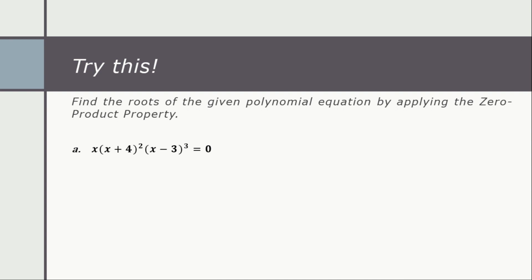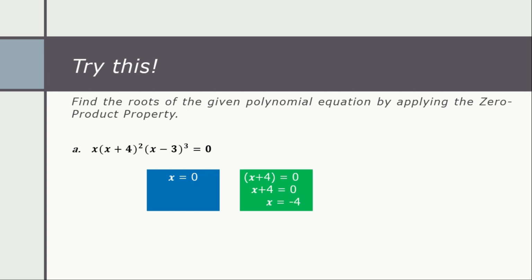Applying the zero product property will lead us to equate the given polynomial equation to 0. The first one is x. Equating it to 0 will give us x equals 0. Then the next one is x plus 4 raised to 2. Meaning to say, we have a root of multiplicity 2. x plus 4 equated to 0 will give us x plus 4 equals 0. Transposing positive 4 will give us x, which is equal to negative 4.